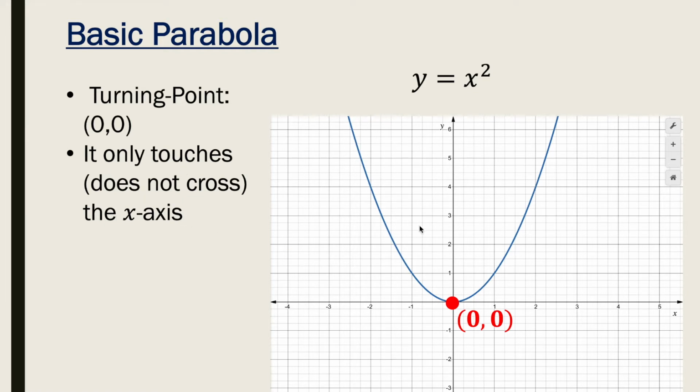It just goes down, down, down, touches it, bump, up. I like to think about it as if it was bouncing, a ball going down, down, down, touches and bounces back, okay?